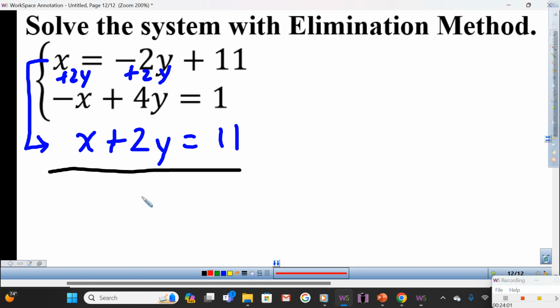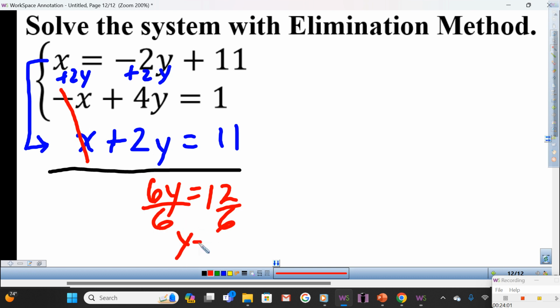Cross out the, let's go. Negative x plus x crosses out. Then add the 4y and the 2y, so that's 6y. And then the 1 and 11, that gives us 12. And what else do we do? Divide by 6, so y equals 2. Okay. So for this system, our y is 2.